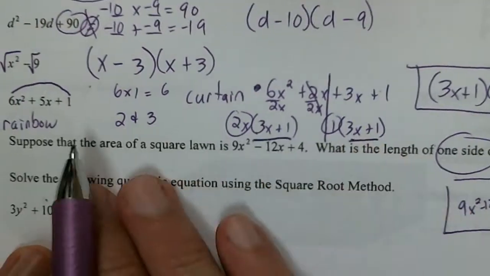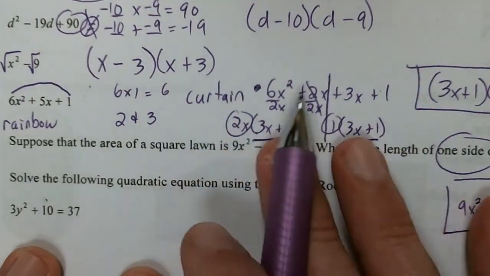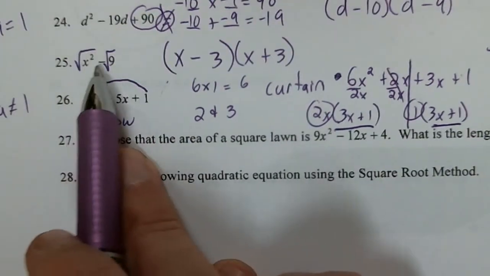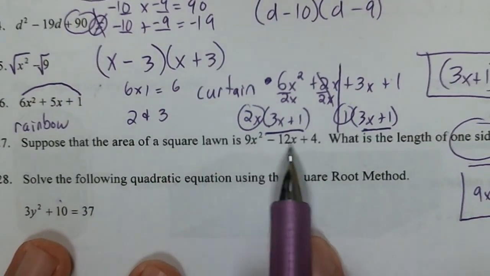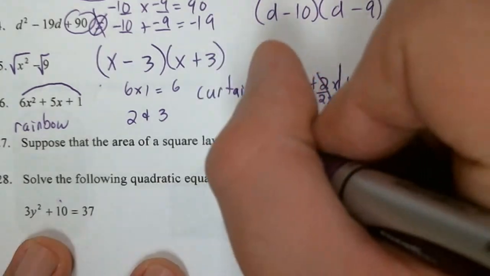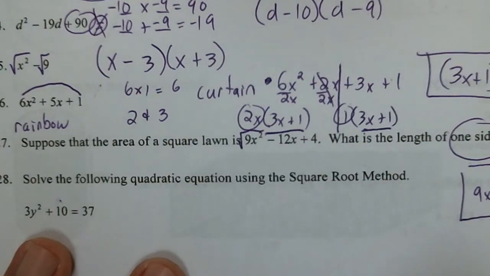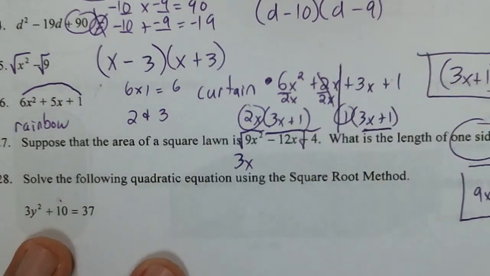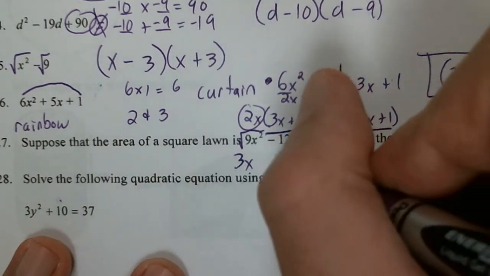Now, when you see these lawn, square, area problems, you know it's going to be a special case. This is not a difference of squares because I only have two terms. This is a perfect square trinomial. That means I can take the square root of the first term. The square root of 9x squared is 3x. I can take the square root of the back term. The square root of 4 is 2.